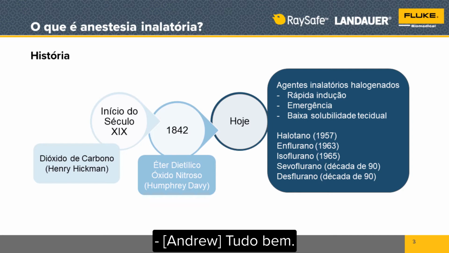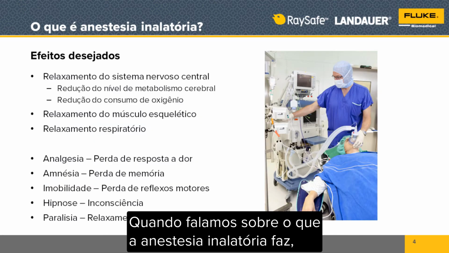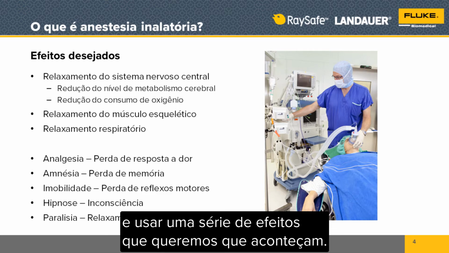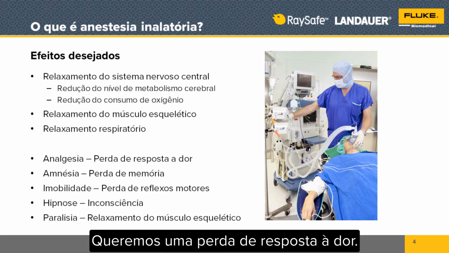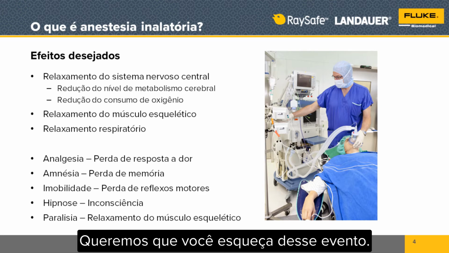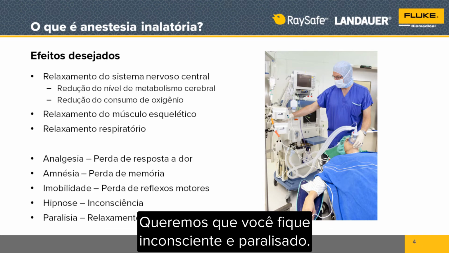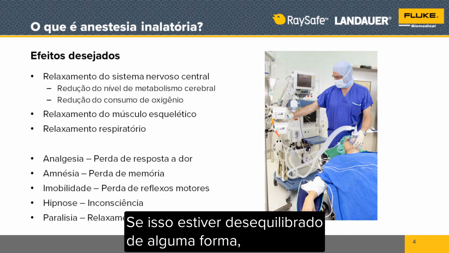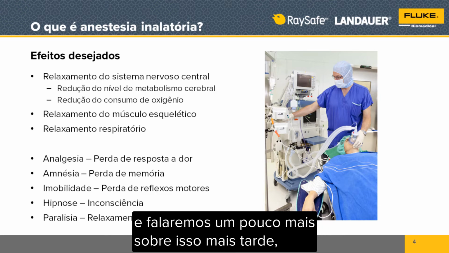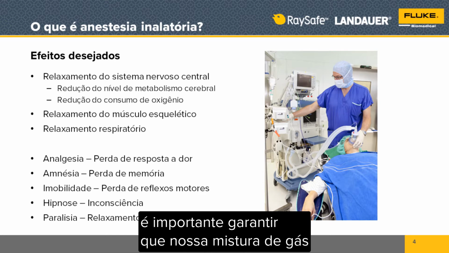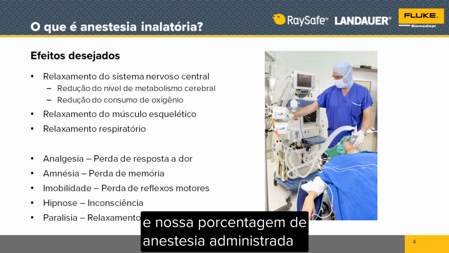Okay. When we talk about what inhalational anesthesia does, what we're trying to do is depress the central nervous system, and there's a number of effects that we want to happen. We want a loss of pain response. We want you to lose your memory of the event. We want loss of motor reflexes. We want you to be unconscious, and we want you to be paralyzed. If that is out of balance in some way, and we'll talk a little bit more about that later, you can get some very bad effects. And so when we're delivering anesthesia, it's important to make sure that our gas mix and our percentage of anesthesia delivered is actually correct.